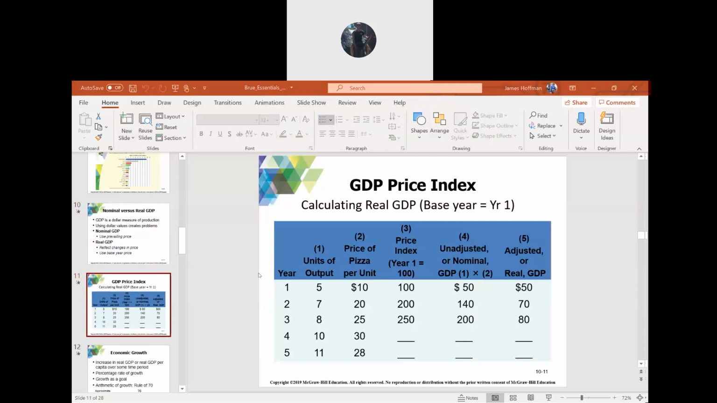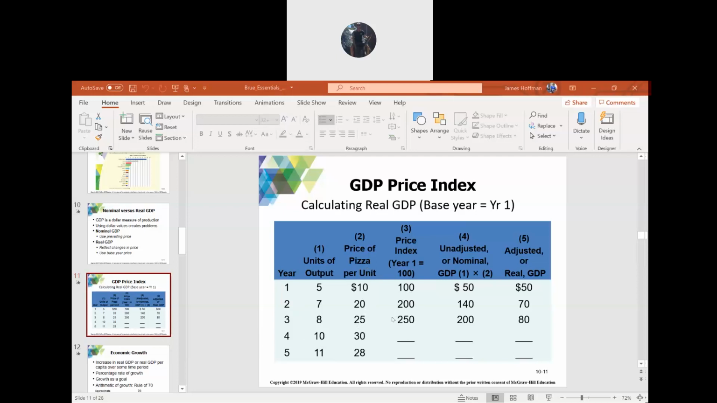All right, so we'll do an example like this in the exercises, but the idea here is that we have 5 years, and let's assume there's just one good, pizza. So these are different quantities of pizza produced, and these are the nominal prices. So the price in year one, the price in year two, and you can see the price changes. To make an accurate comparison, you've got to pick one of the years as the base, and then put all the other ones on that base year.